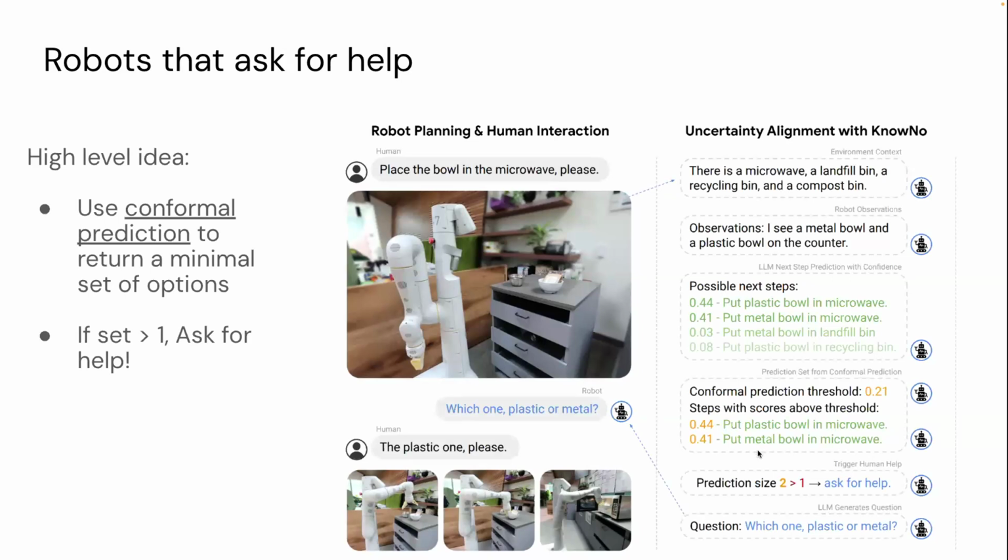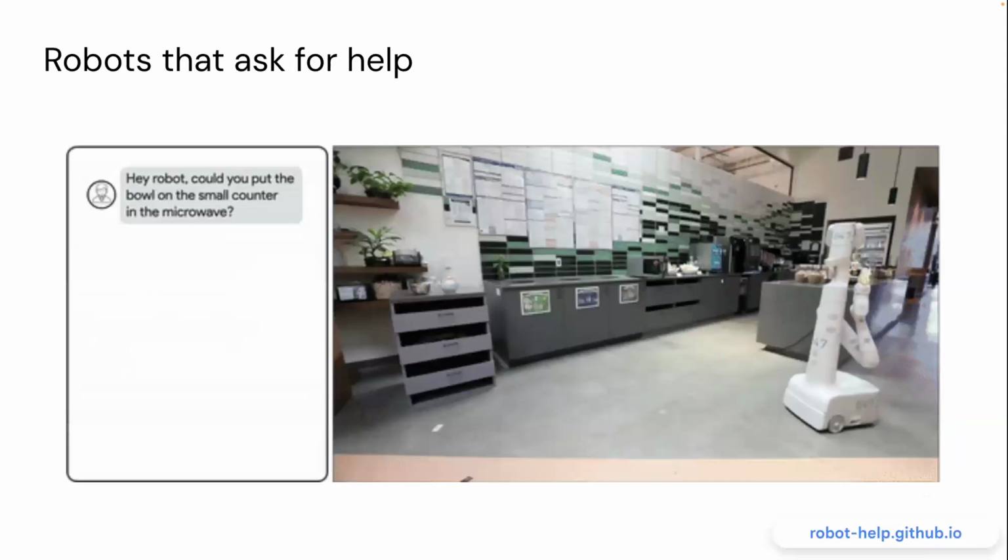And if instead it actually returns more than one answer, it indicates some ambiguity in the set, and therefore it's probably a good candidate to ask for help. And so in this case, whenever conformal prediction returns a set larger than one, we just ask for help. So it looks something like this.